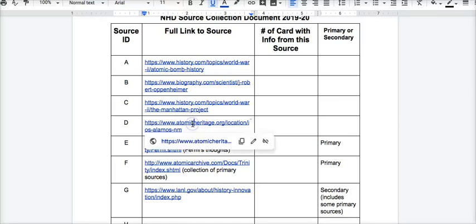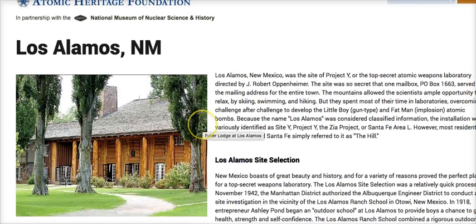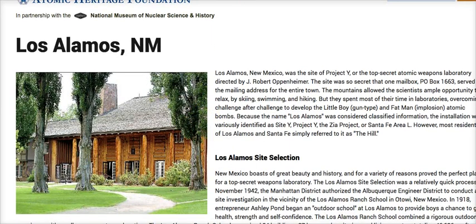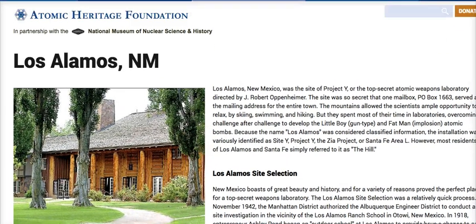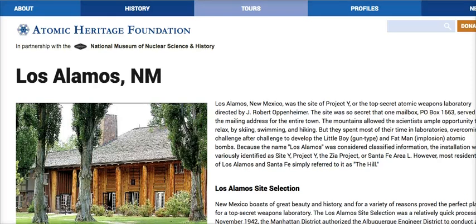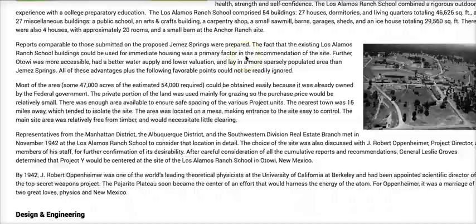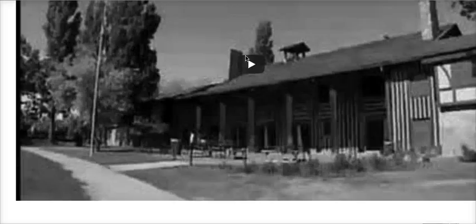But generally speaking, if I have a .org, I know that it's going to be from an organization, and that organization, depending on its purpose, could just be there to educate me. So the Atomic Heritage Foundation, in partnership with the National Museum of Nuclear Science and History, which is a good sign because museums, their job is to educate. I feel good about this partnership, and I feel like I can trust this.